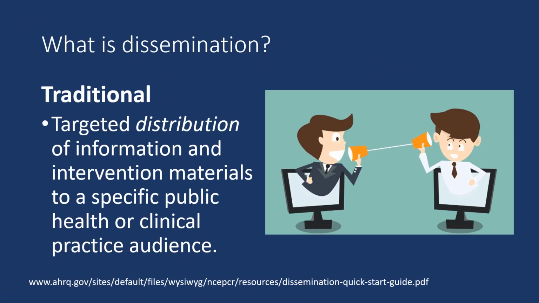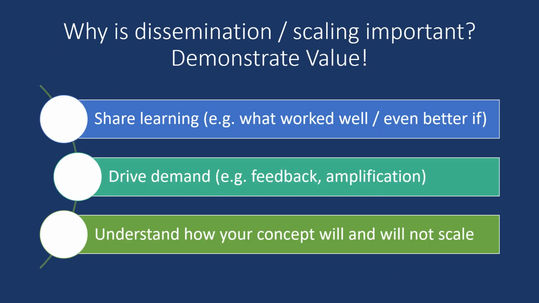What is dissemination? Traditionally, we think of dissemination as targeted distribution of information and intervention to a specific audience, whether that's a public health audience or a clinical audience. Why is it important? Well, at a very basic level, dissemination really demonstrates value not only to your audience, whoever they may be, but also to your funding source.